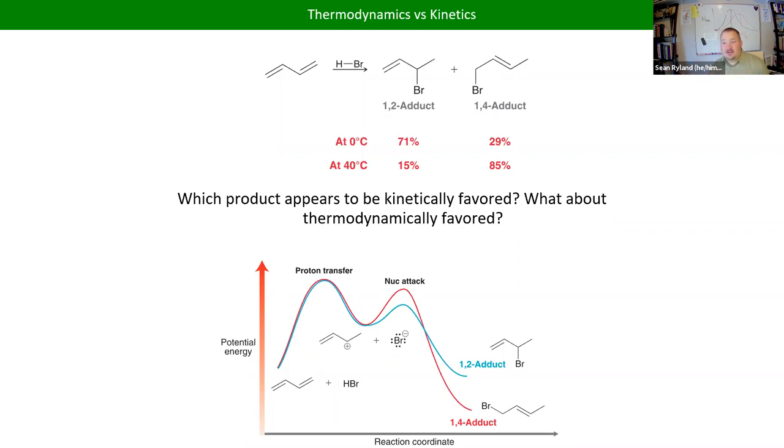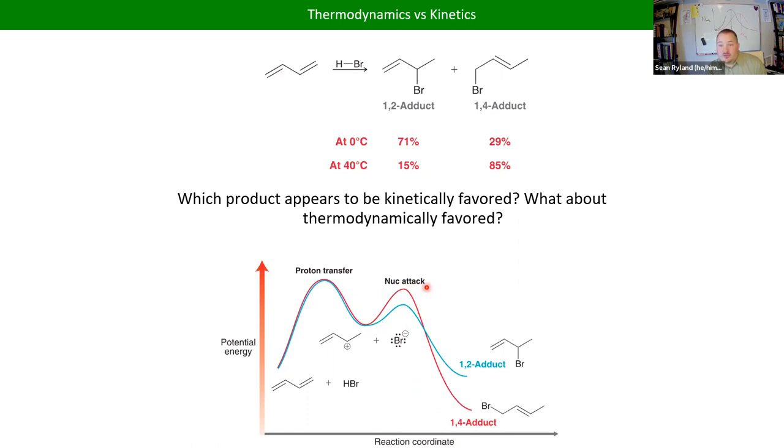Right? So that's why at higher temperatures, we're going to favor the thermodynamic product, because we can basically pick which of these barriers we want to go over to get to the most stable product. The equilibrium product is always going to be the one that's the most stable, but we can't get to that equilibrium product unless we have enough temperature, enough kinetic energy to make it over that barrier.